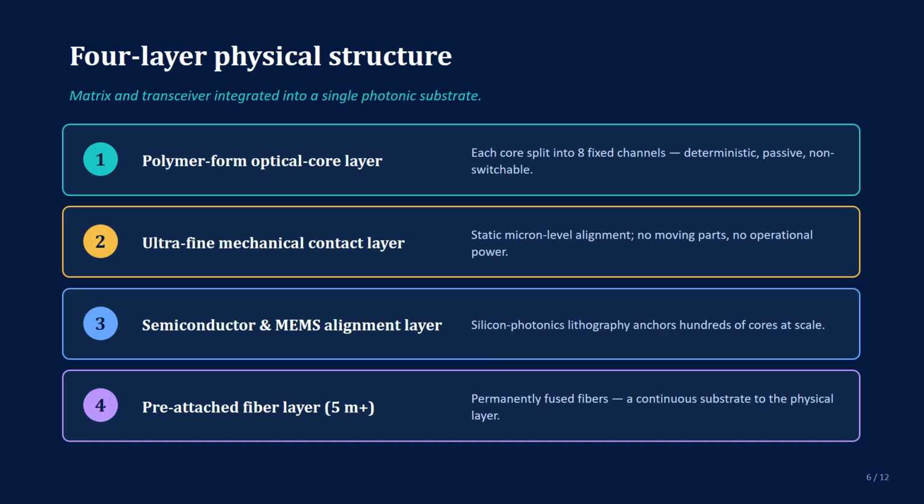The matrix and transceiver integrate into 4 physical layers. First, the polymer-form optical core layer, where each core splits into 8 fixed channels. Second, the ultrafine mechanical contact layer for static alignment. Third, the semiconductor and MEMS layer anchoring hundreds of cores. Fourth, the permanently fused fiber layer.